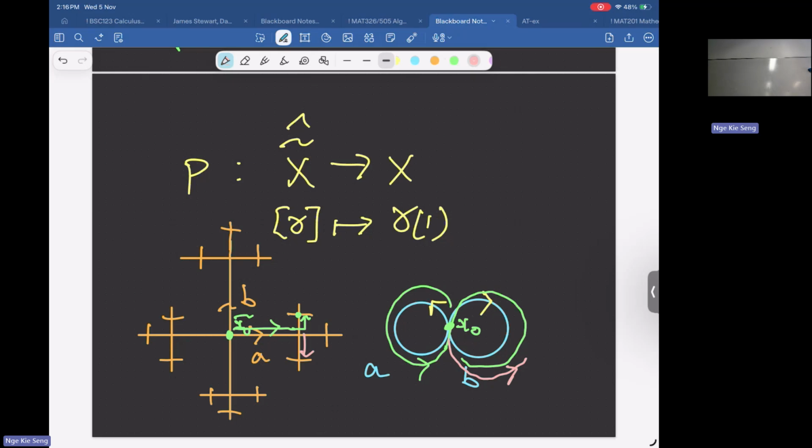You can see that this green path here will determine this point. The endpoint of this path is determined by the path you take. Let's call this gamma. The whole thing here is gamma, and then this green path here will be homotopic to it.